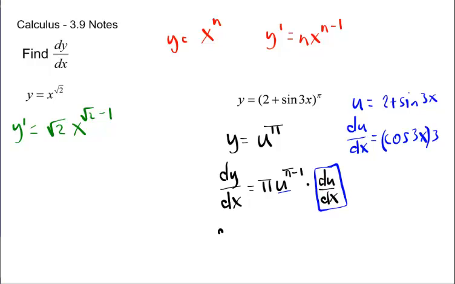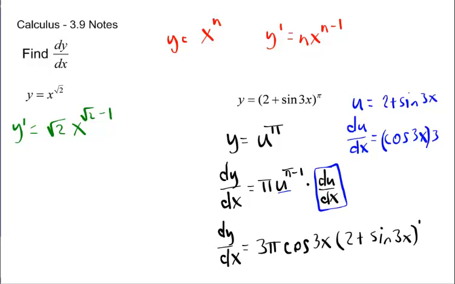And your answer then, dy dx is equal to 3 pi times cosine 3x times 2 plus sine 3x to the pi minus 1 power. And it looks really weird, it looks really strange, but you know what? This is an exact answer, and it's a good answer. You can't simplify it any more past that, so just let her roll.